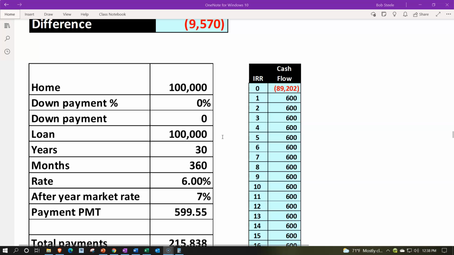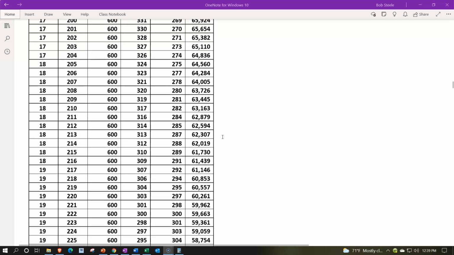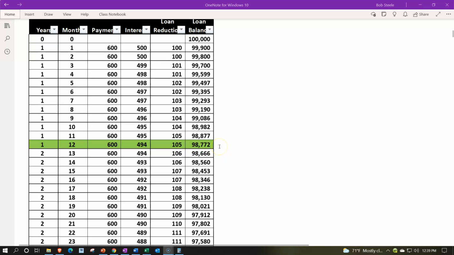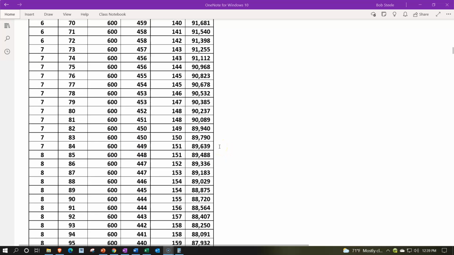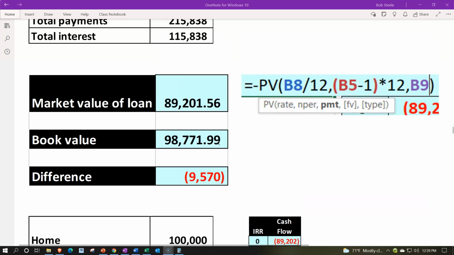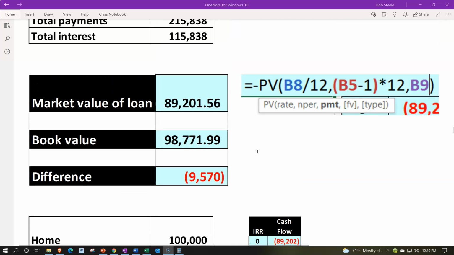We know when we look at the amortization table, the loan balance, scrolling all the way back up, after 1 year is at 98,772. But we know that the current discount rate or market rate is 7%. So what would be the value of the stream of payments at that rate, in essence, at the 7%? So we can do this a couple different ways. We'll use the present value calculation, and then we'll also value it with the IRR, which is possibly more intuitive to understand and gives us that double check by looking at it both ways.